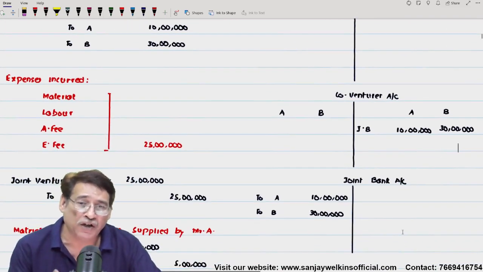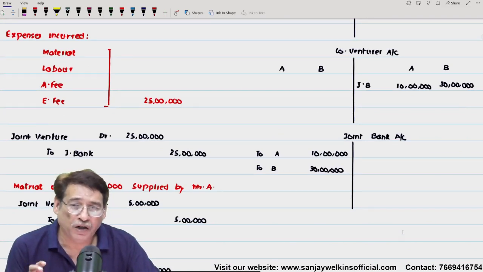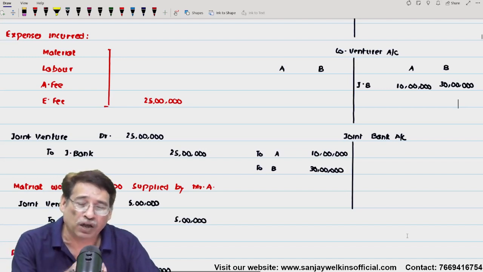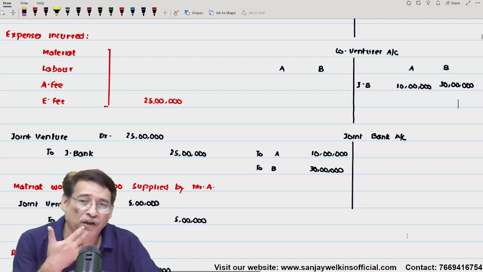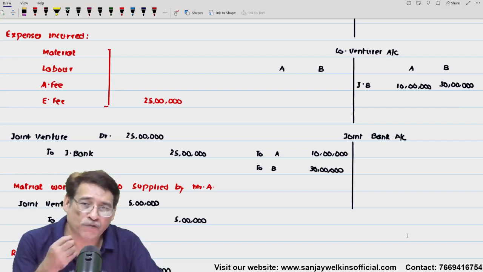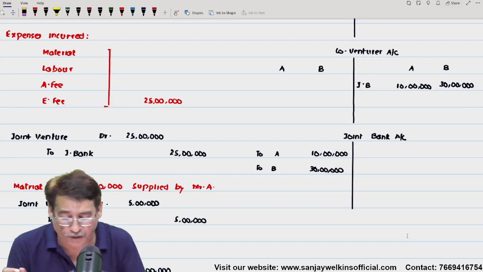Second entry or second transaction was related to expenses. And I have already told you, under joint venture, we are not going to write the entry as we normally do in normal accountancy. For example, in normal accountancy for material, we pass the entry material account debit to cash account. Similarly, for labor expenses, we pass the entry labor expenses account or wages account debit to cash account. Similarly, for architect fee or engineer's fee, we pass the entry of architect fee account debit, engineer fee account debit to cash account. But here, all the expenses will be debited to joint venture.